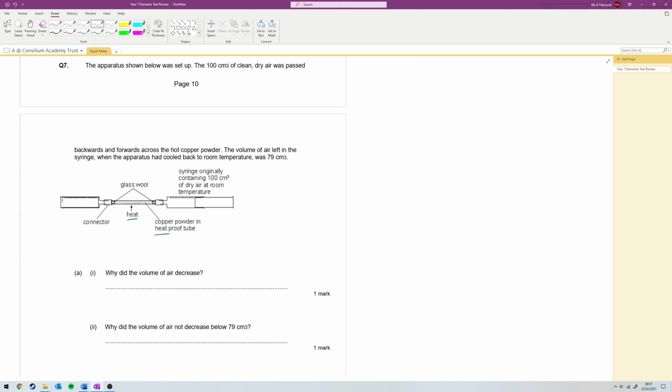What they're trying to figure out is what volume of oxygen reacts with the copper. Now, it says here it started at 100 centimetres cubed, and then at the end of the experiment there was only 79 centimetres cubed left, right? Now, why did the volume of air decrease? Because we had copper in there and it reacted with the oxygen.